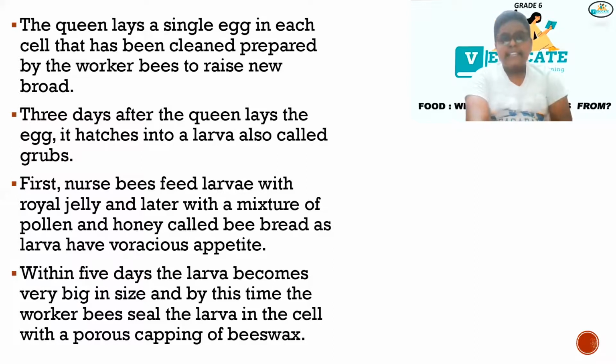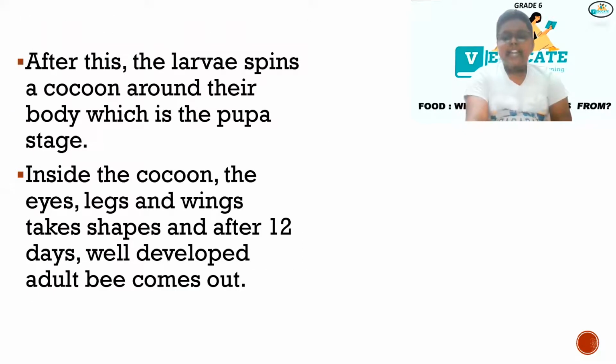Within five days, the larva becomes very big in size, and by this time the worker bees seal the larva in the cell with a proper capping of beeswax. So they have wax, no? They seal it with beeswax. After this, the larva spins.